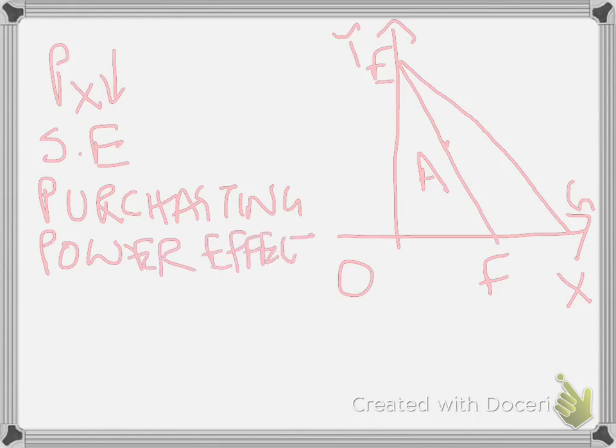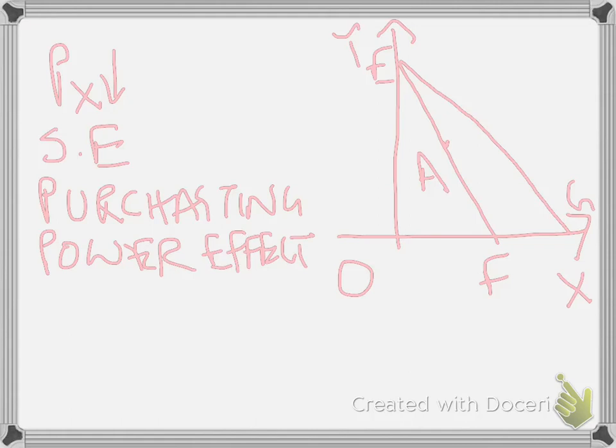So if you read the textbook, you will learn that the purchasing power effect really captures the effect that price changes have on the real income of the consumer. Basically, whenever the price of X goes down, we can argue that the real income of the consumer will go up because since one of the goods has become cheaper, the consumer now has an opportunity to purchase more of both goods, and this is like an increase in his purchasing power.